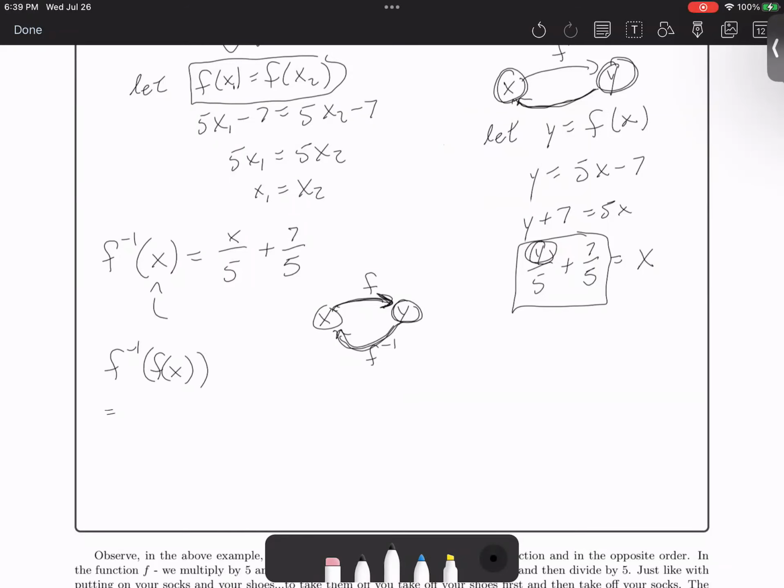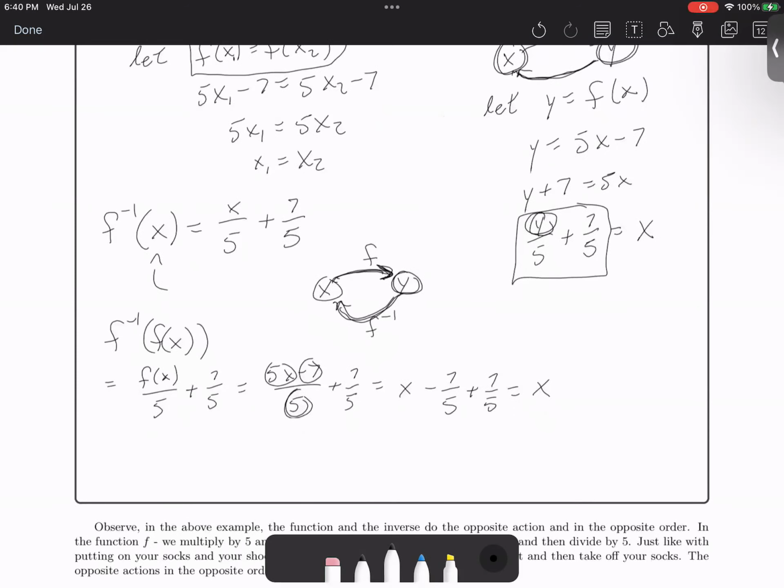So let's plug f of x into f inverse. That's f of x over 5 plus 7/5. f of x is 5x minus 7. All right, is this going to work? 5x divided by 5 gives us an x, a minus 7/5, and a plus 7/5. Yeah, so that gave you back x.